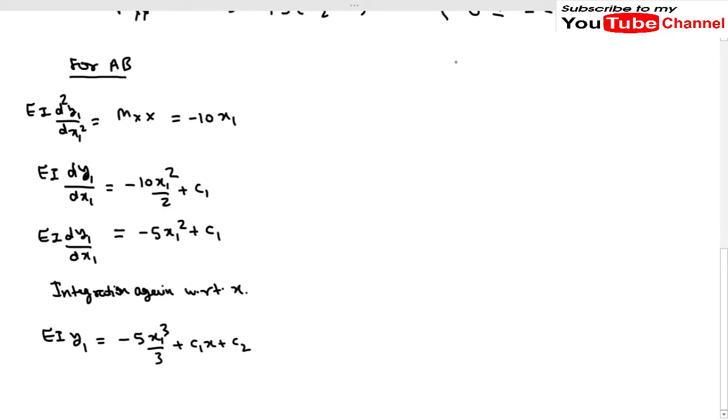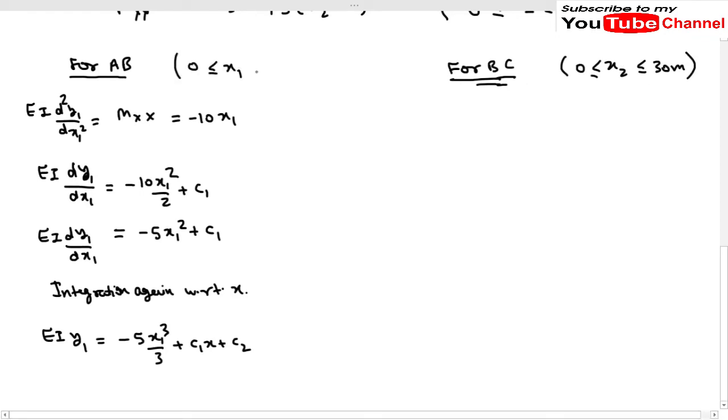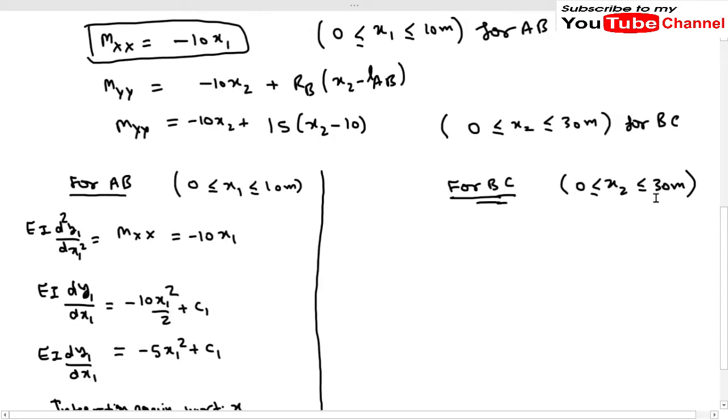Similarly, we will write the equations for portion BC. Let me also write the distance. For portion AB the distance will vary from 0 to 10 meters. Let me draw a line here for indication so that you do not get confused. Now what is the equation for bending moment for portion BC? This is the equation Myy.